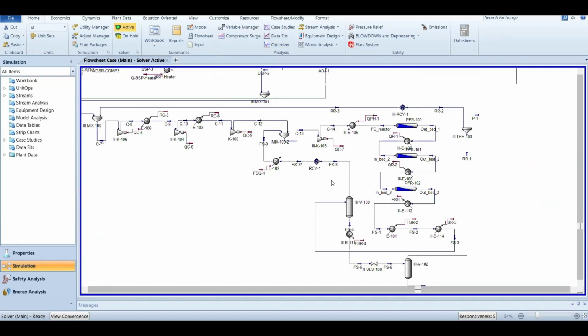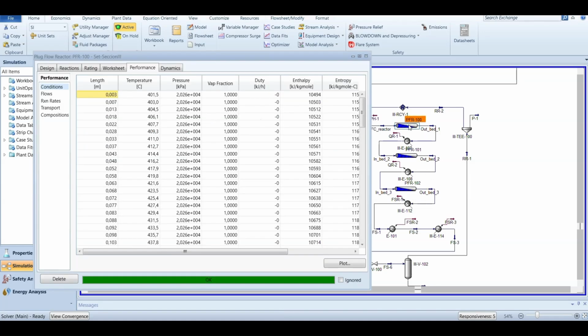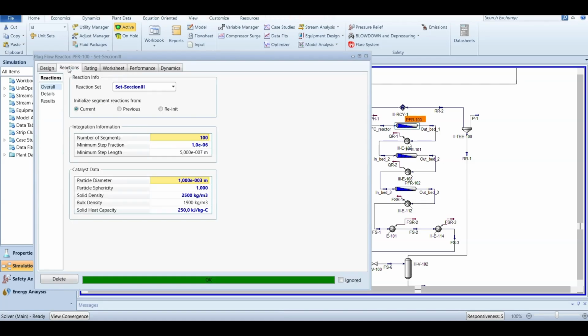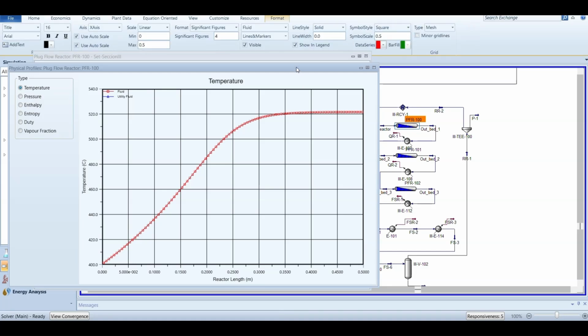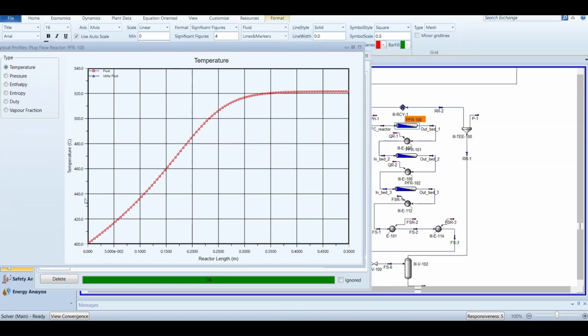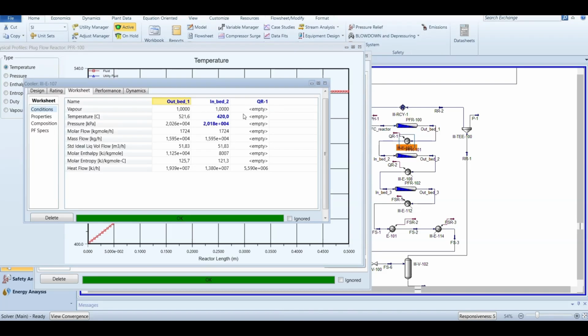The synthesis is carried out in 3 adiabatic plug flow reactors in series. By using 100 segments per reactor, we obtain precise composition and temperature profiles. Look at the temperature curves. The reaction is highly exothermic and reversible. We implement intermediate cooling via high-pressure steam generation to move the mixture away from the equilibrium curve and maintain maximum reaction rates.